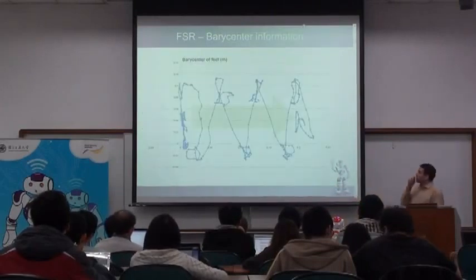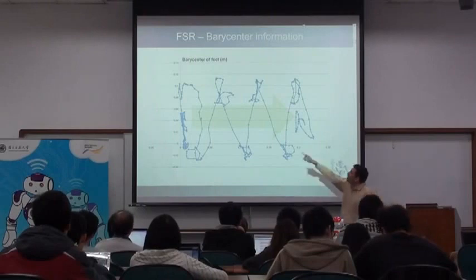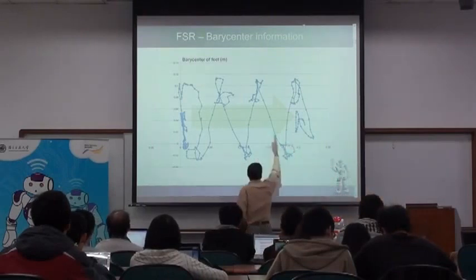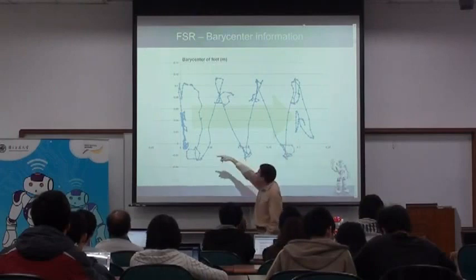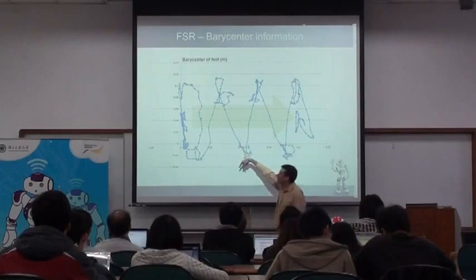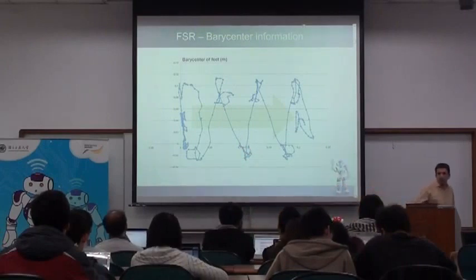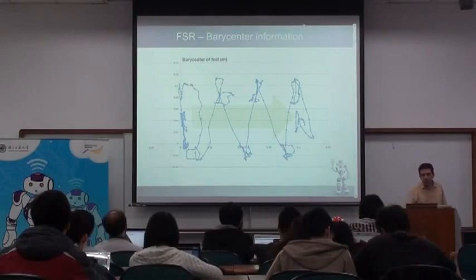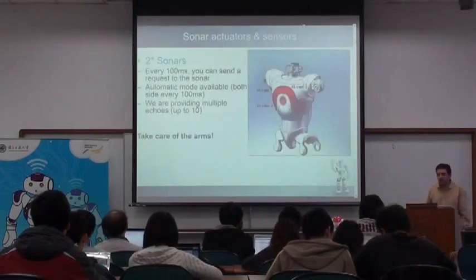So this is, for example, how the barycenter is moving when the robot is walking. The robot is walking in that direction, and it's moving left and right. That's just an example of doing the walk. That's quite old data, actually.